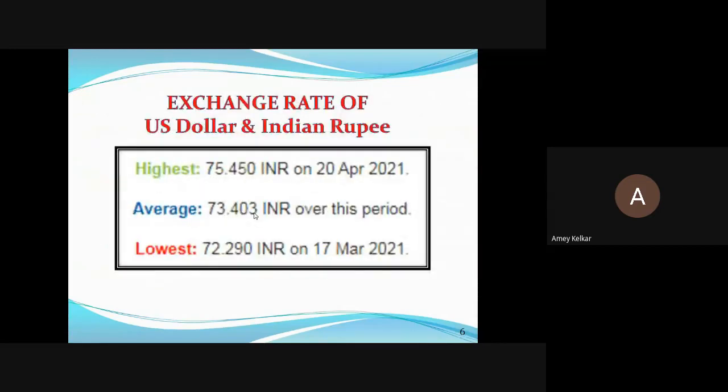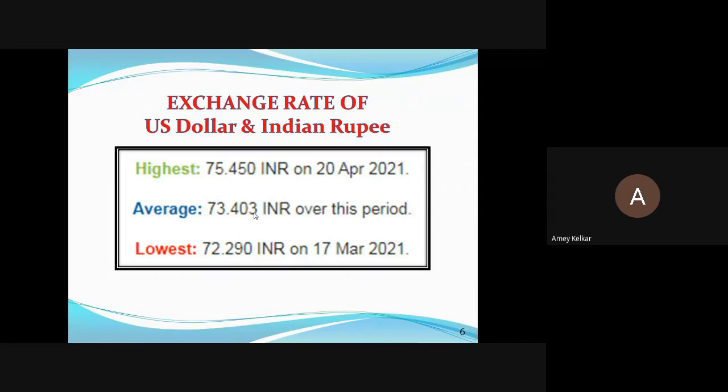Now I've taken a lively example here, wherein I have taken the exchange rate of US dollar and Indian rupees. If you all know, dollars and all in the commodity market change day to day, even minute by minute. So I have taken that period where activities will be the most, that is the financial year ending.